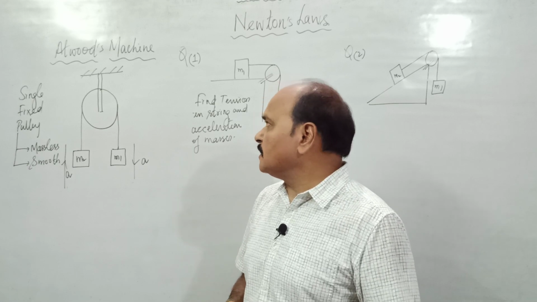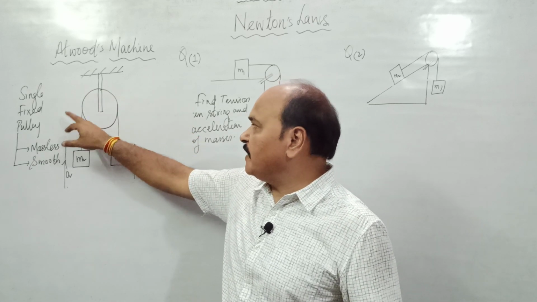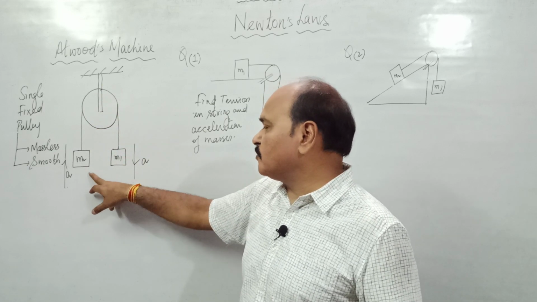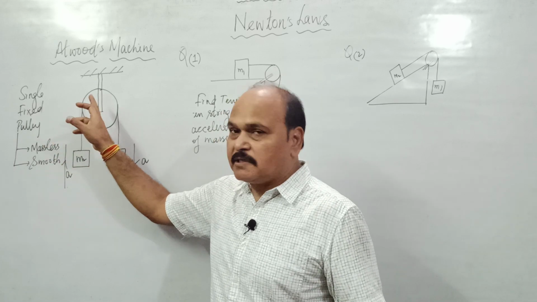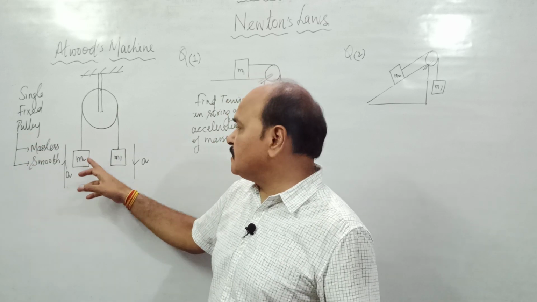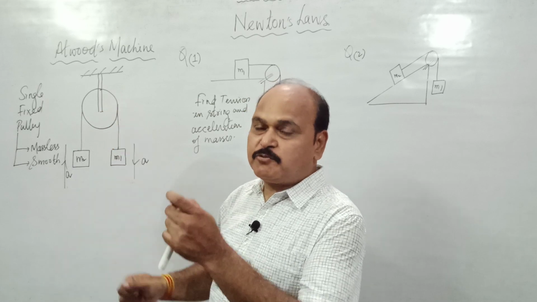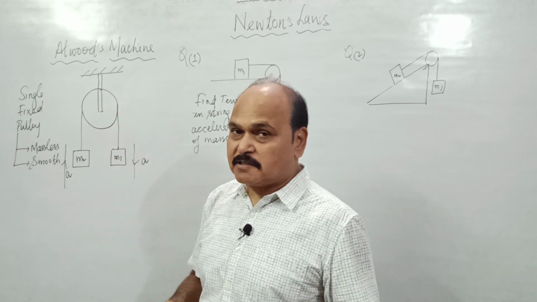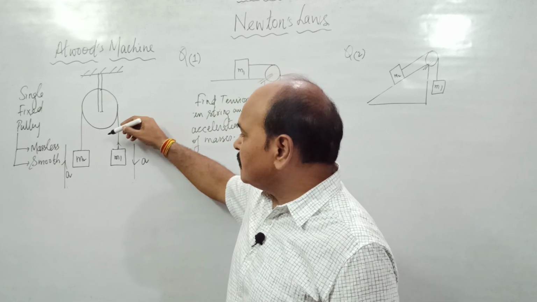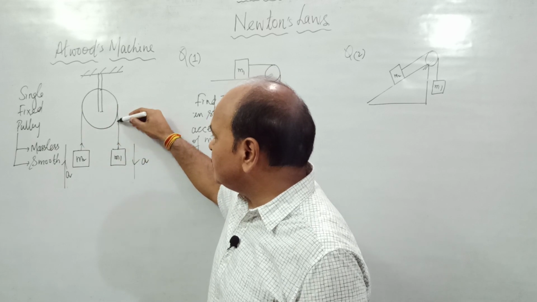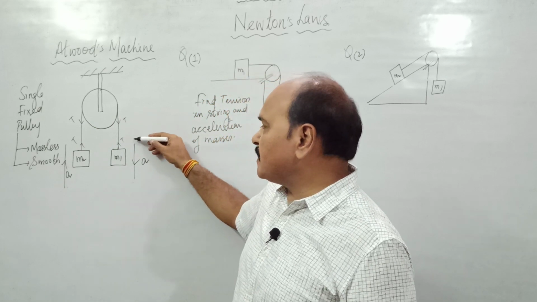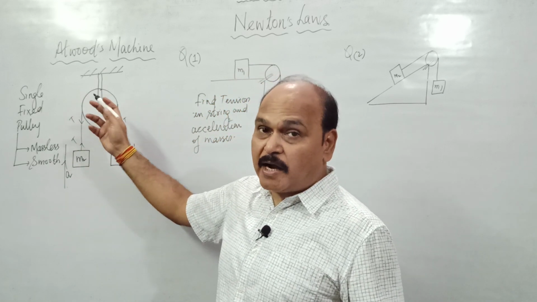Atwood machine. Children, an Atwood machine consists of a single fixed pulley with two masses hung with strings, like M1 and M2. The pulley in the Atwood machine is massless and smooth, and the string passes over the pulley without slipping, as the pulley is smooth. Well, the tension in the string is going to be T, and it is going to be away from the masses, away from the pulley. This is tension T. If this mass is going to move down, this mass is going to move up.